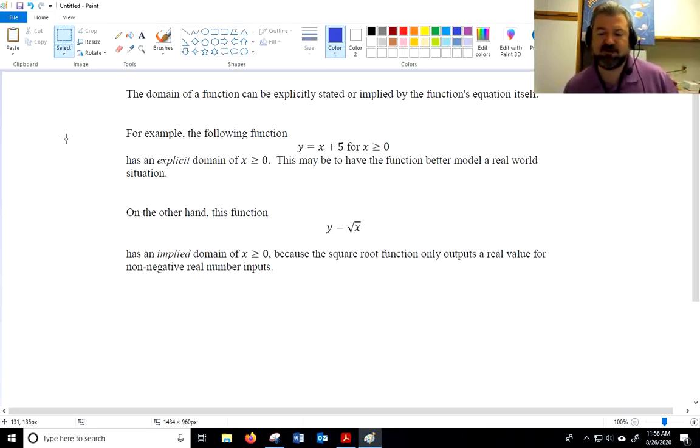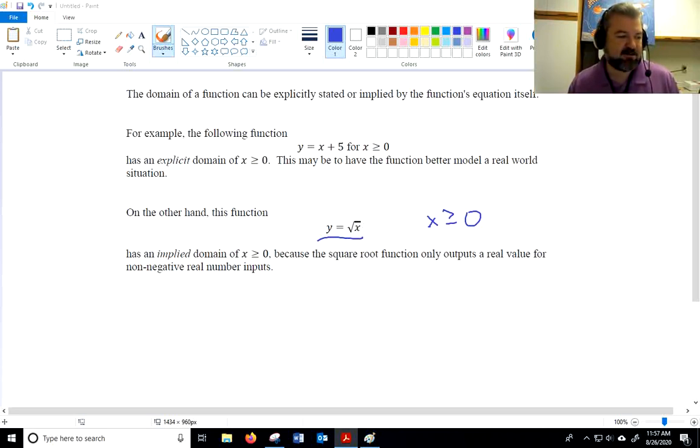But if I were to put in, say, negative 1, which is a real number, the square root of negative 1 is not a real number. So just the equation y equals square root of x, I don't have to explicitly say x greater than or equal to 0. It is implied. Implied means to be stated without saying, right? This equation right here implies the truth that the domain is x greater than or equal to 0, because those are the only real number values for x that result in a real number output.